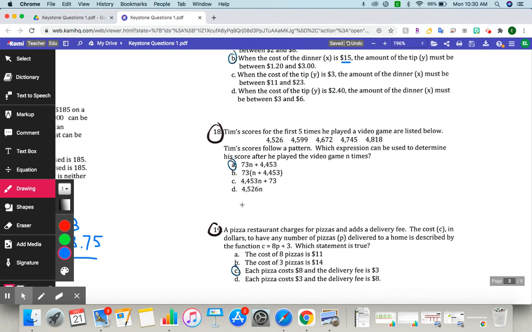For number 4, this is a linear pattern. The rate of change is 73, hence the 73 times n. And since this is the first term, we have to think about the 0 term, or the one that comes before it, and that would be 4,453, making this option A.